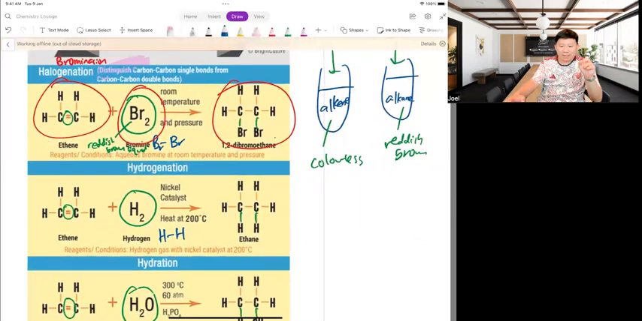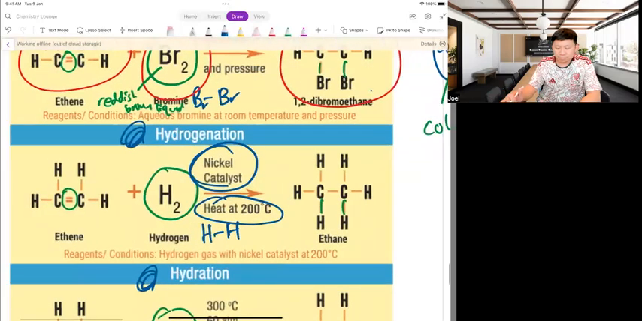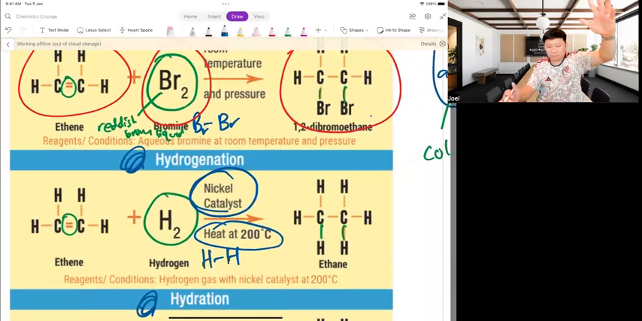So second one is called addition of hydrogen. Last time some schools allow halogenation, hydrogenation, and hydration. But safer, you write addition of bromine, addition of hydrogen, addition of steam. Memorize nickel catalyst at 200 degrees. Room temperature pressure on top. Nickel catalyst at 200 degrees.